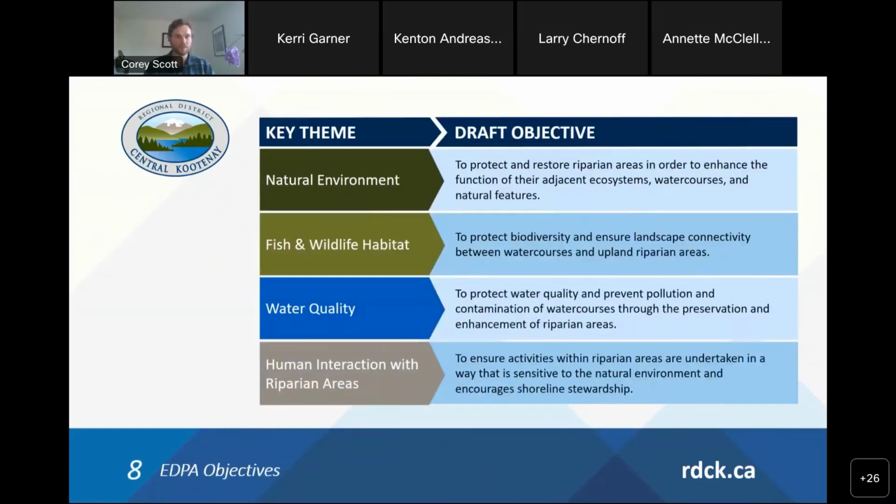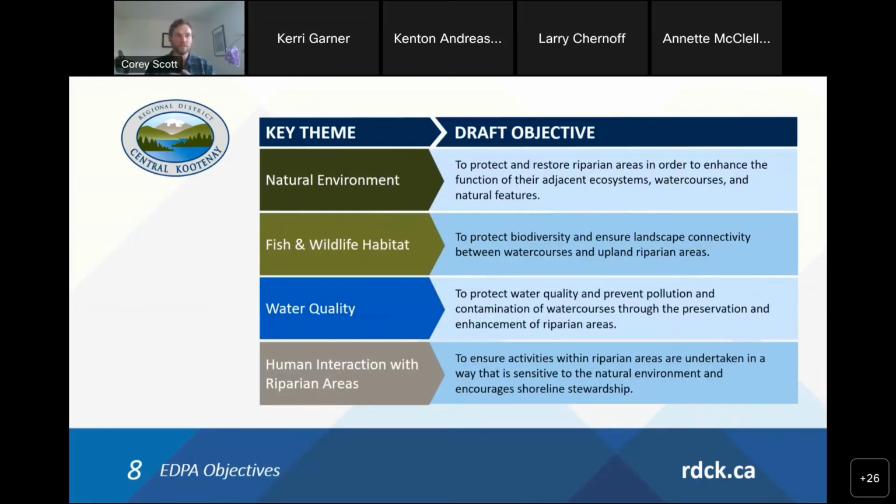So that brings me to the crux of the presentation here. The key themes that were identified are listed on the left side of the table. They're summarized as the natural environment, fish and wildlife habitat, water quality, and human interaction with riparian areas. And the objectives that are associated with each are listed in the right side of the table.